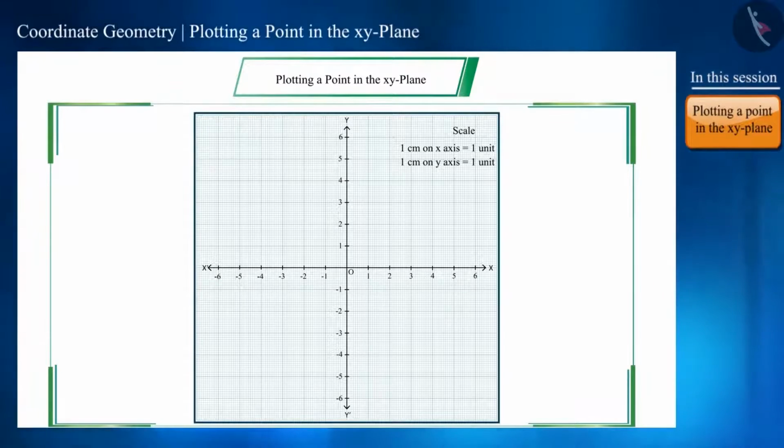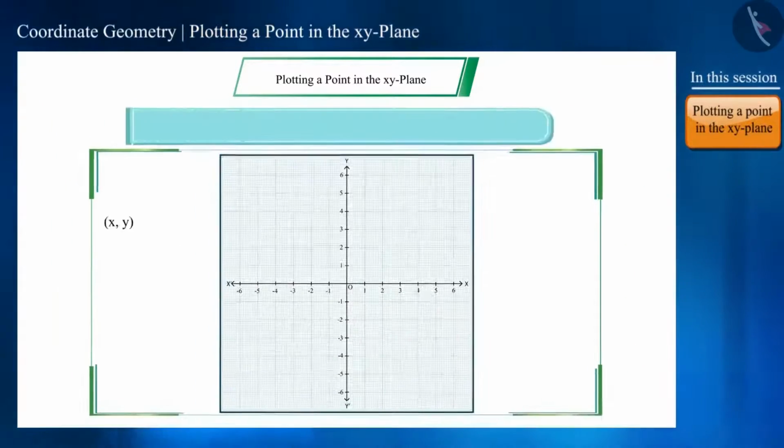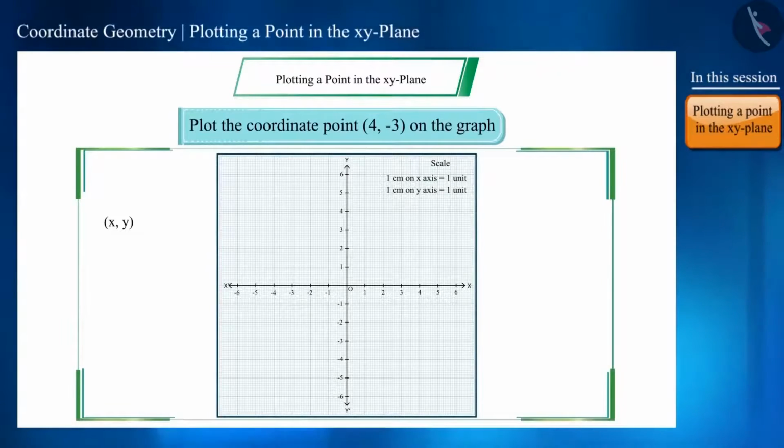Friends, we know that we write x, y for a coordinate point. First x coordinate and then y coordinate. So let's plot this coordinate point 4, -3 on the graph paper. Here the x coordinate is 4 and the y coordinate is -3.